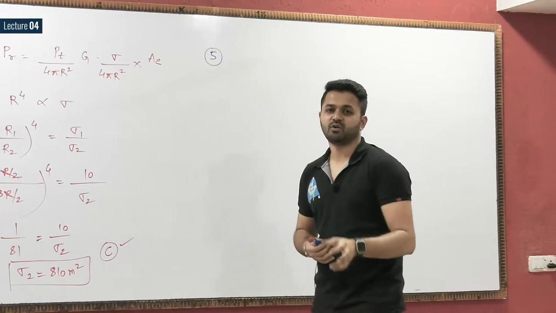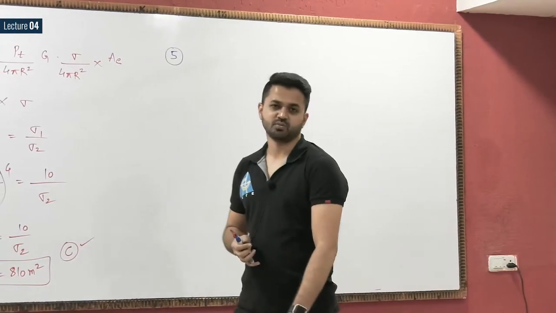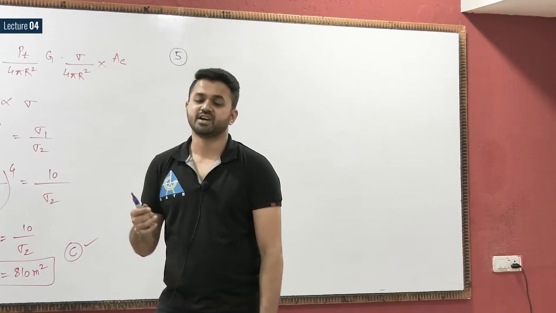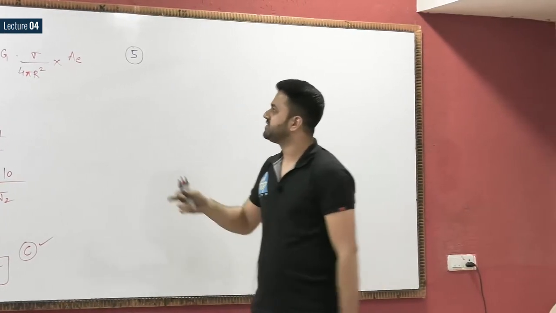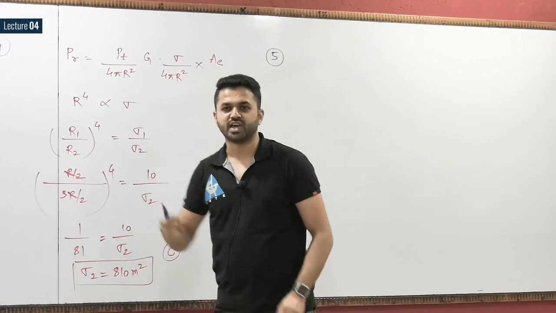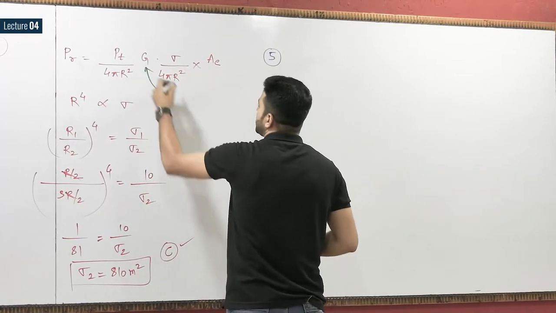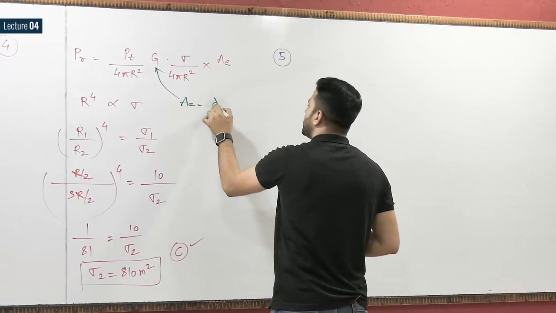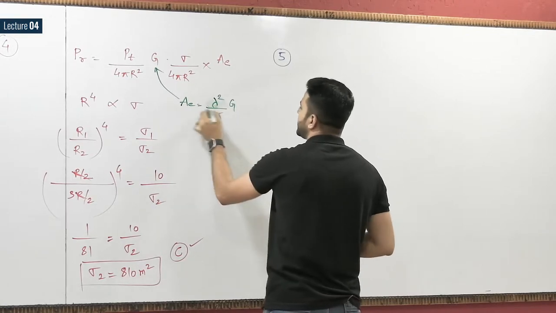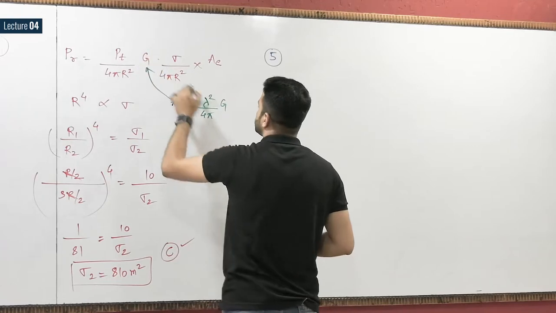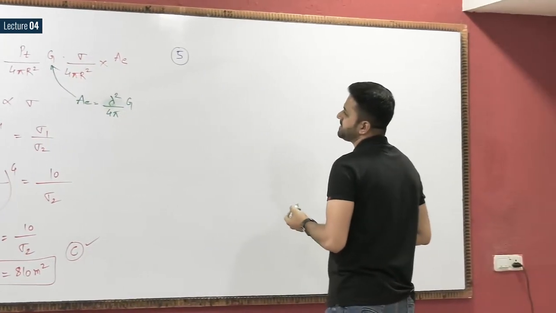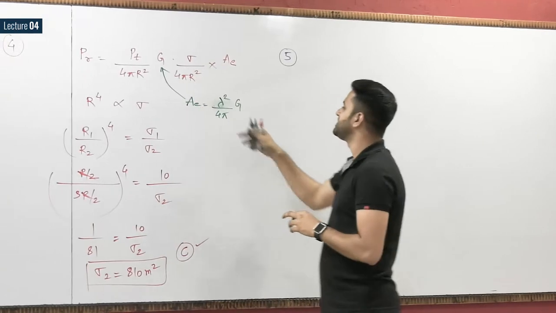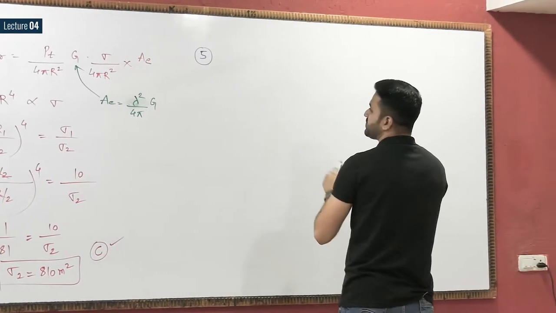Now, because we are talking about the diameter, the effective aperture area should come into the picture, because area is pi d square by 4 or pi r square. So we have to represent this equation in terms of area only. This effective aperture area can be related with the gain also. So AE is equal to lambda square upon 4 pi into gain. So this gain is also proportional to AE. So now, because we are changing the transmitted power and effective aperture area, if I replace this gain with 4 pi into AE, then what would be the received power?